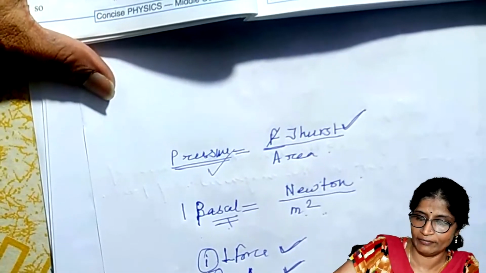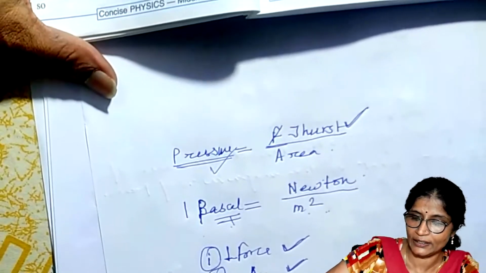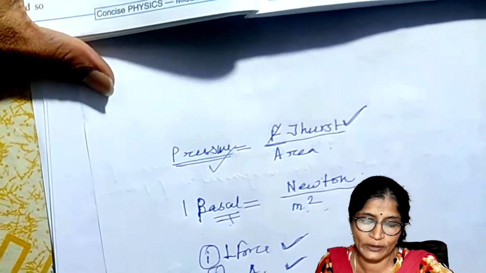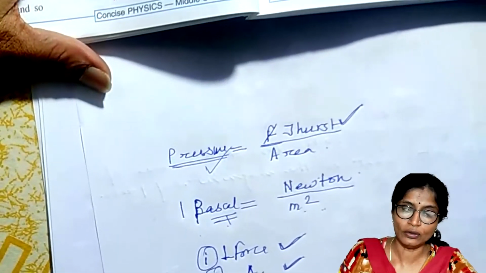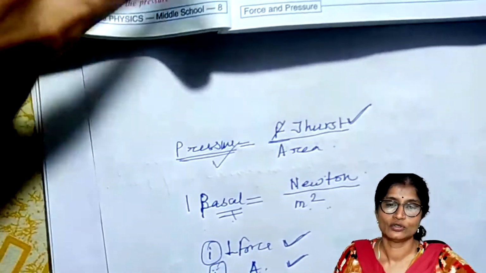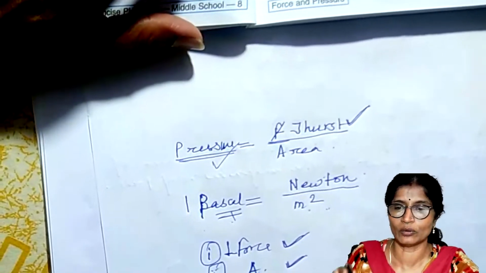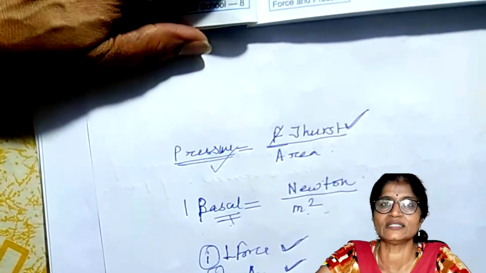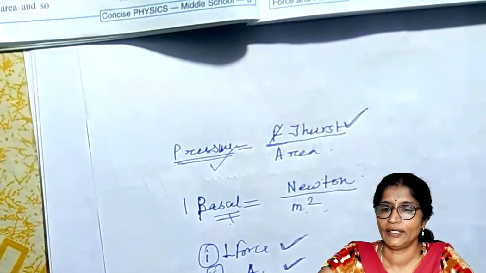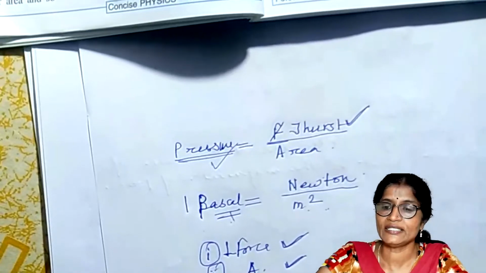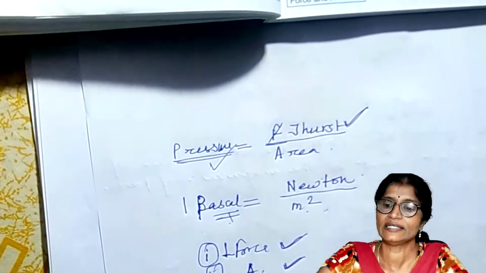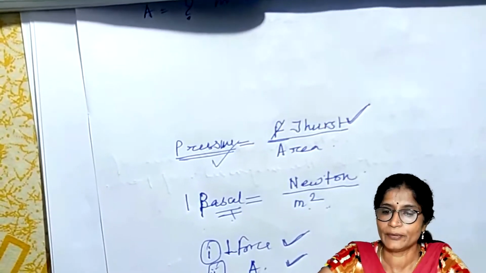And here if I keep two bricks, and here if I keep one brick, with two bricks the thrust exerted will be more, so in that case it will sink more. So the pressure exerted will be more. Now we will discuss some examples from our daily life. First, decrease in area increases the pressure.